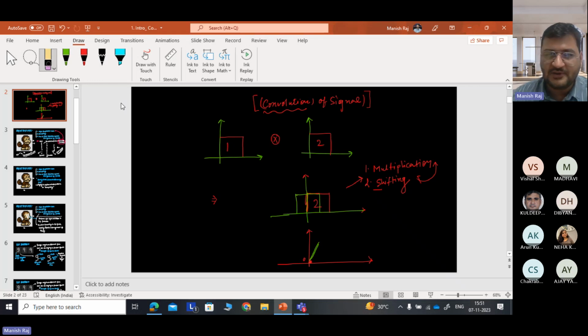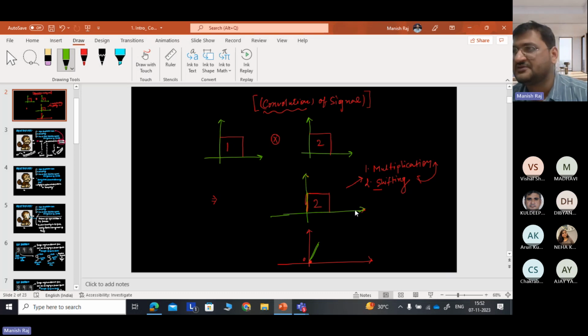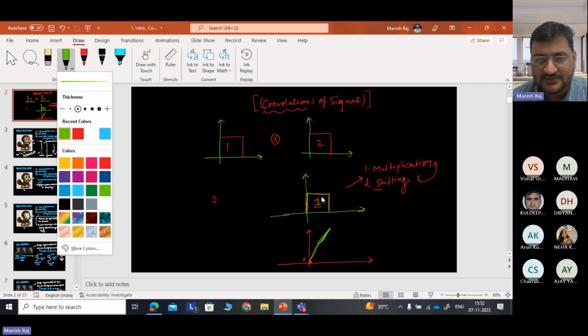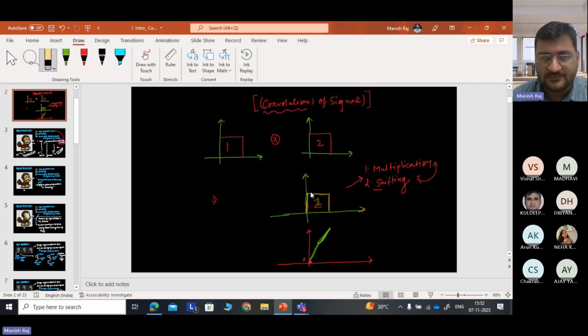Okay. Now what will happen? Where will the maximum output come? That is your task. Just tell me where you will get the maximum output. Tell me with common sense. Where it overlaps. Yes, very good. When it overlaps, meaning 1 and 2 overlap, then it will provide the maximum output. So somehow, it is the maximum output. Okay, after that what will happen? Just try to understand what is happening.